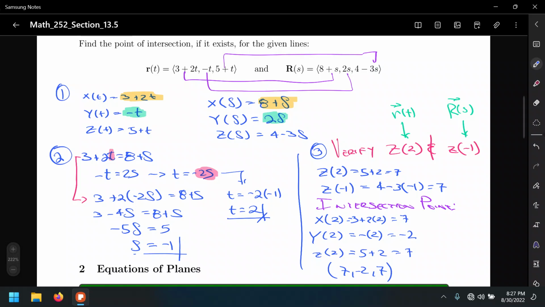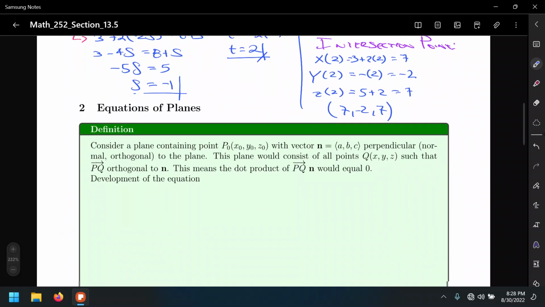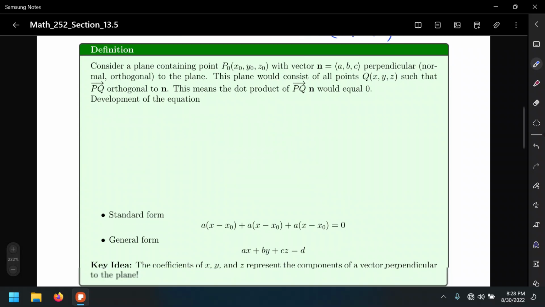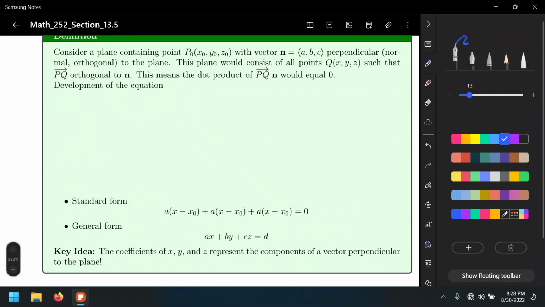All right, and these were a couple of classical problems involving lines in 3 dimensions. Let's move on to the equations of planes. That's the first surface that we discussed in 3 dimensions. A plane contains an initial point with a vector n that is perpendicular or orthogonal to that plane. Let's draw a picture of that.